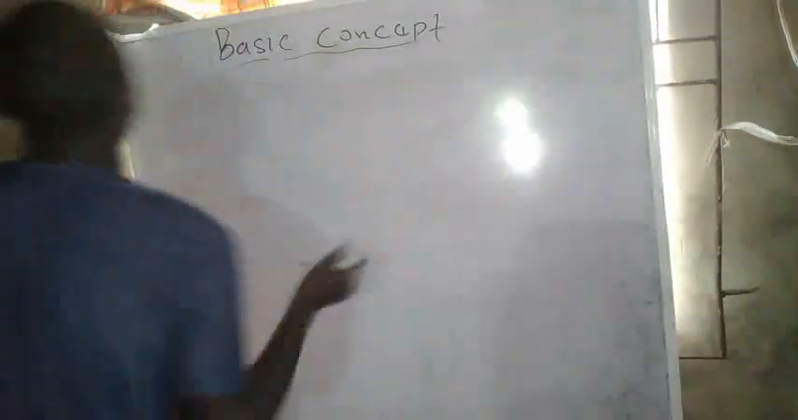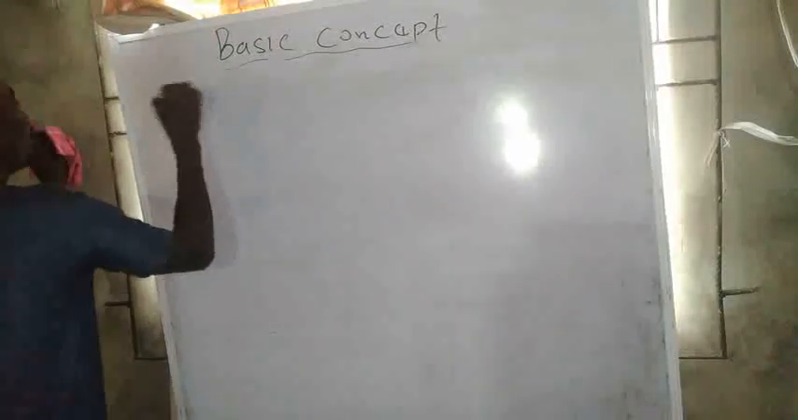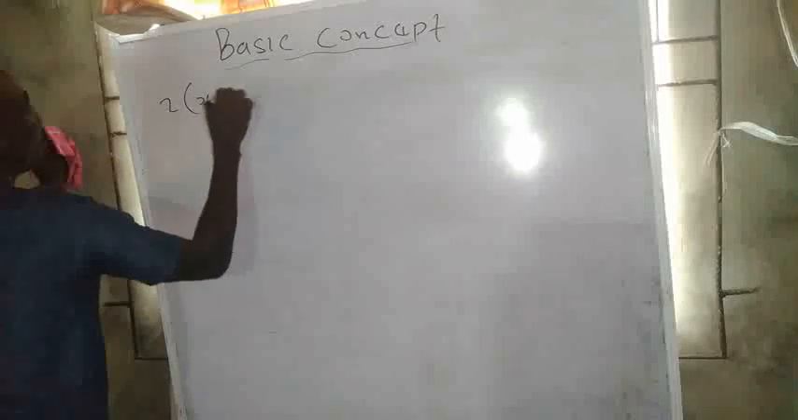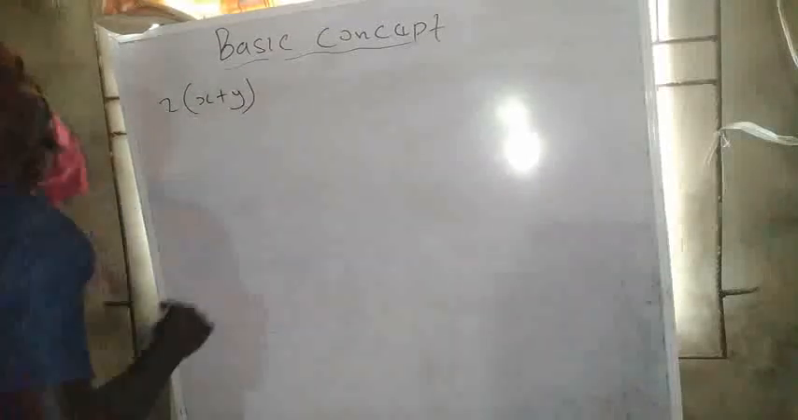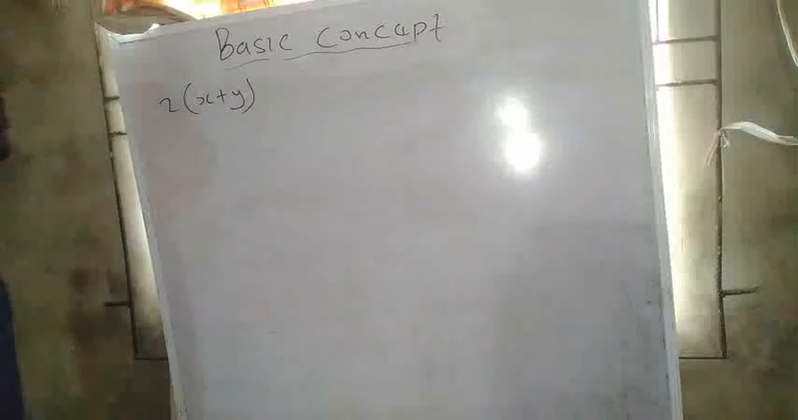So, the next thing now is to clear the bracket. How can you clear the bracket? So this can have 2 into x plus y.